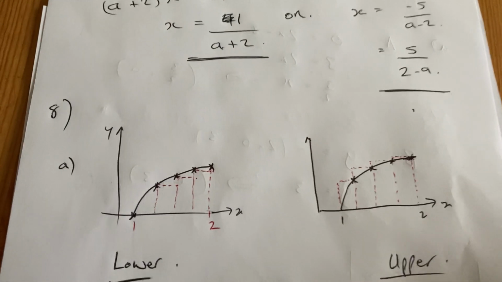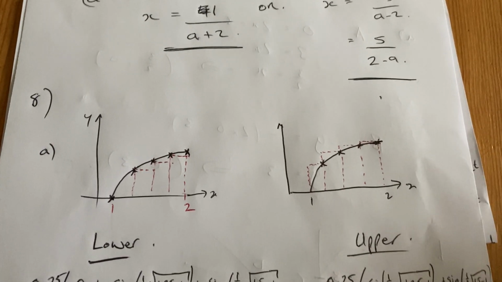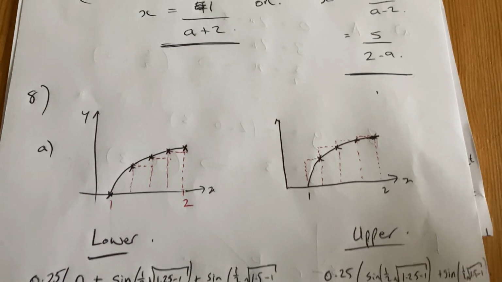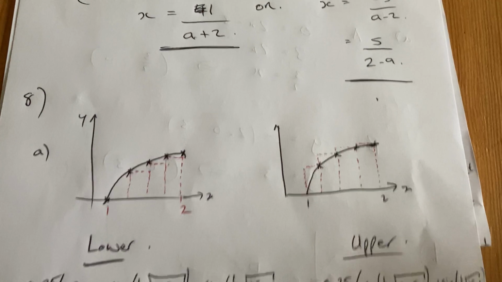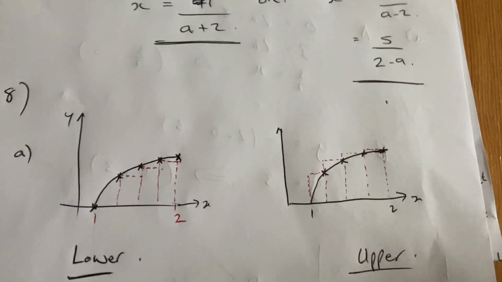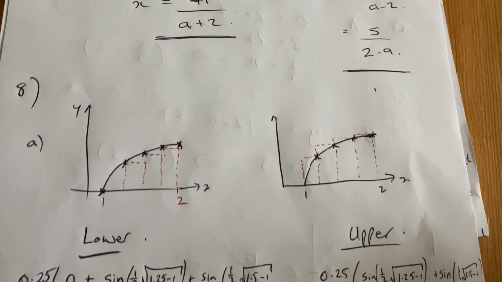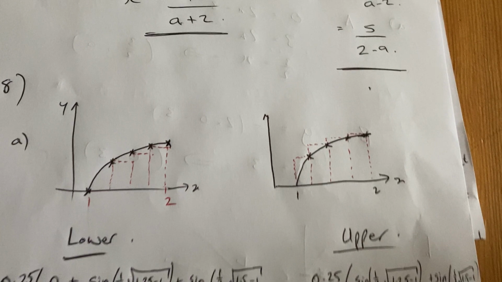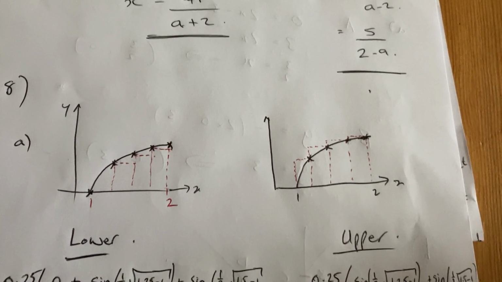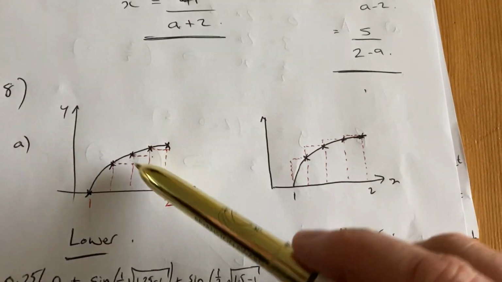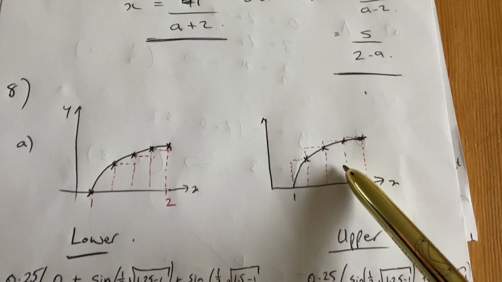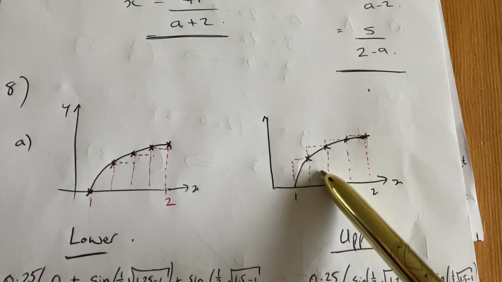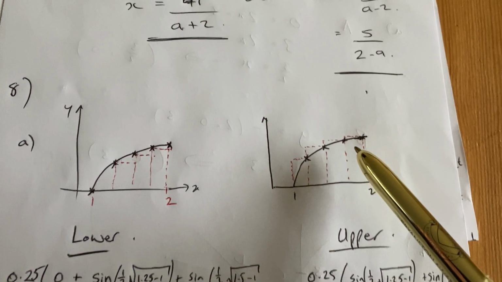Okay, question number 8. We are estimating the integration by using rectangles. We're trying to find the area underneath the curve using the rectangles. So I've got two nice diagrams here where we use rectangles to estimate the area. Notice how I've drawn in diagram 1 the rectangles come in underneath the line, and the rectangles go above the line in the second diagram.